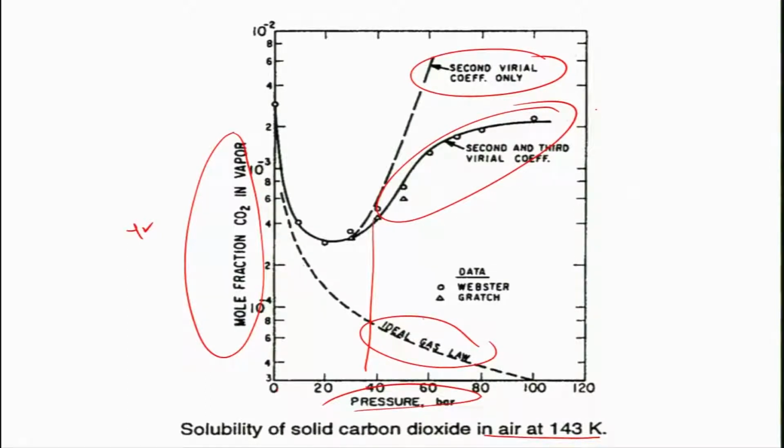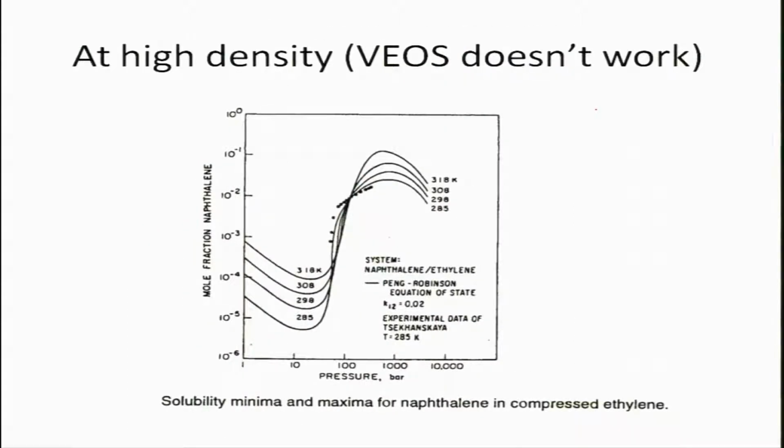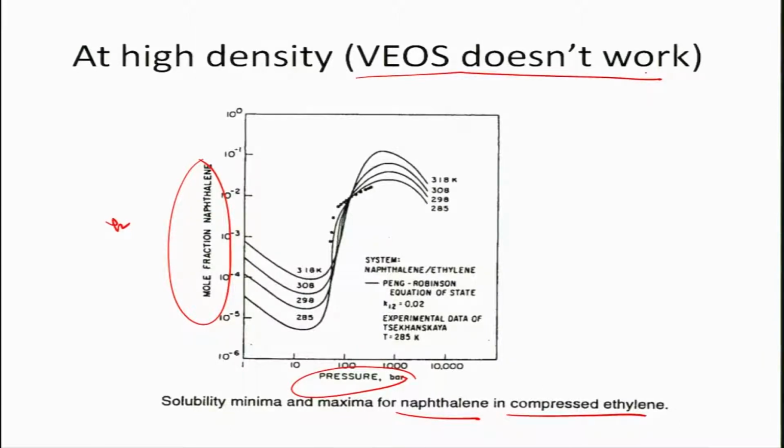In addition, you can also see very unusual cases such as a maximum and a minimum in the solubilities. So, this is the case of naphthalene in compressed ethylene at different temperatures, and this is the mole fraction Y2 versus pressure, and the virial equation of state in this case does not work. If you had used this, it will fail. The data are limited, but if you had used the Peng-Robinson equation of state, then it captures this, as well as shows that there is a maximum and a minimum solubility which depends on the pressure.